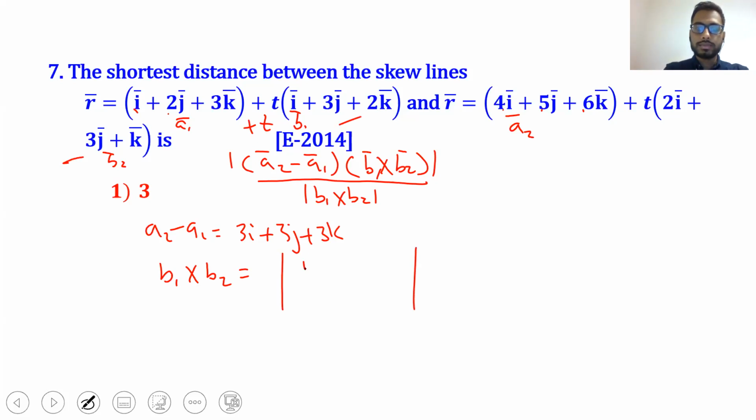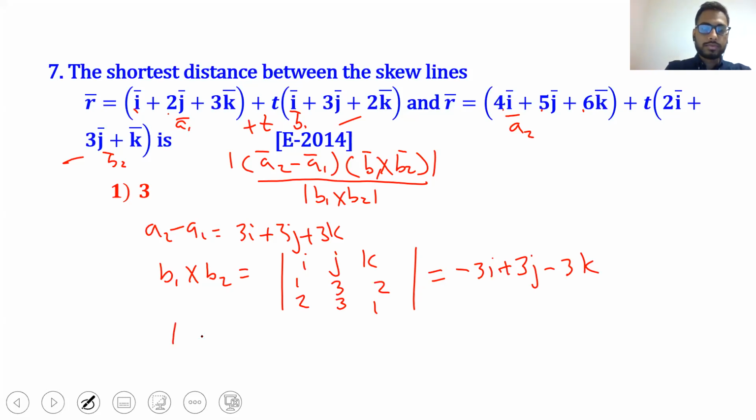Formula for that is i, j, k. My B1 is 1, 3, 2, and B2 is 2, 3, and 1. So simplify this, 3 minus 6, so minus 3i, 1 minus 4, minus 3j, and minus, so this would be plus 3j, 3 minus 6k, that is minus of 3k.